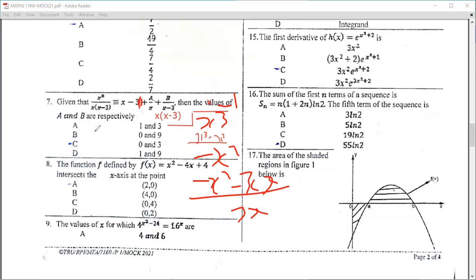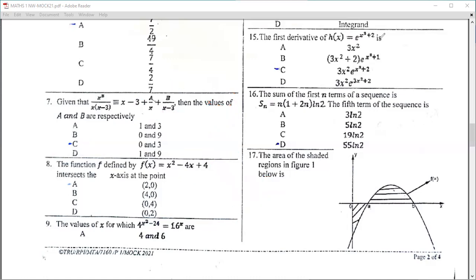But 3x over x into x minus 3 is the same as 3 over x minus 3. The x cancels out and we are left with just 3, which matches this part of the equation. So our b is equal to 3, and of course our a will be equal to 0. That's why the question refers to the values of a and b.